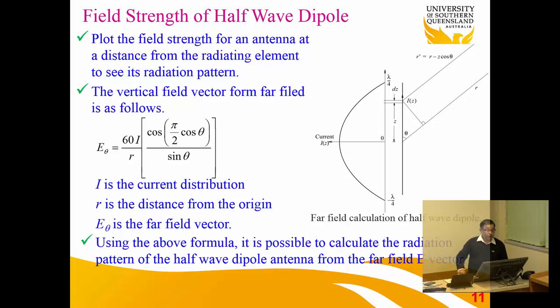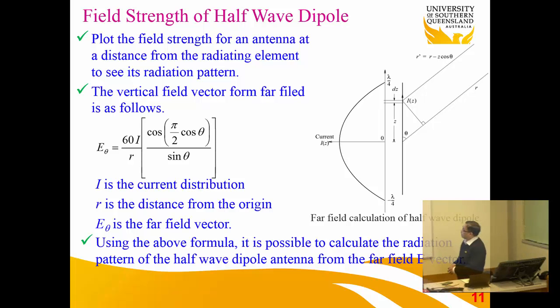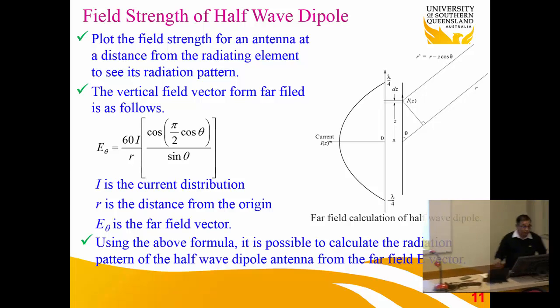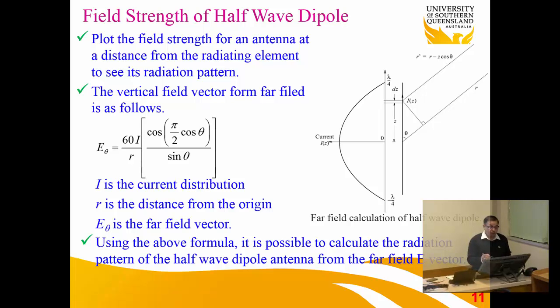And here the field strength of half-wave dipole antenna: the plot of field strength for an antenna at a distance from the radiating element to see the radiation pattern. The vertical field vector can be calculated using the following equation. I is the current distribution, R is the distance from the origin, E theta is the far field vector, and using this formula it is possible to calculate the radiation pattern of half-wave dipole antenna from the far field vector.